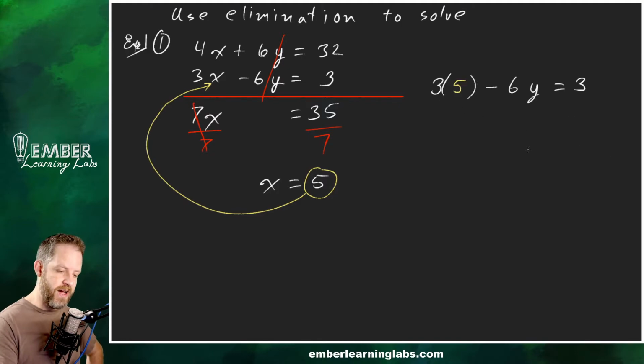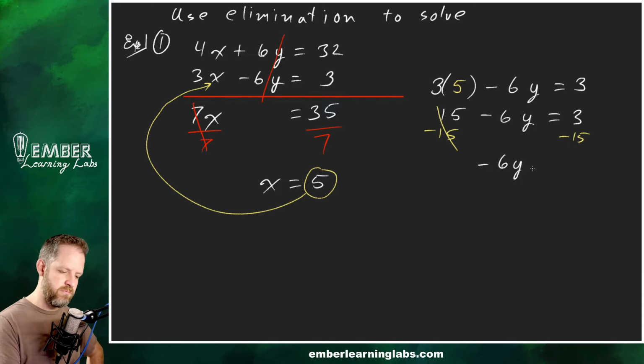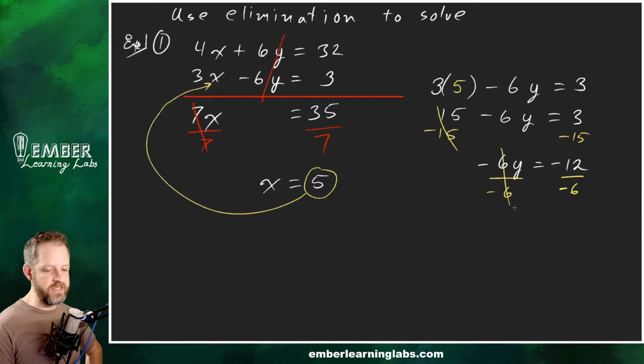So 3 times 5 is 15. Bring down minus 6y equals 3. We're going to subtract 15 from both sides. Bring down negative 6y equals negative 12. And we're going to divide by negative 6 because that negative 6 is multiplied. Don't forget to bring the negative. Those are easy places to make mistakes.